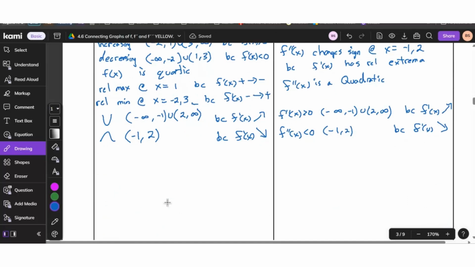I was going to say, so we're going to add to here. I see what you're saying. We're going to say that f of x has points of inflection at x equals negative 1 and 2 because f prime of x has relative extrema. That's what you're saying? Yeah, that's good.